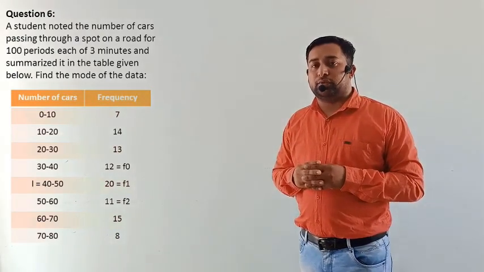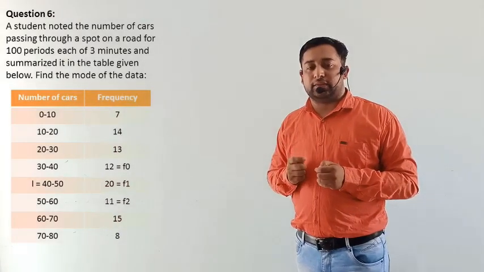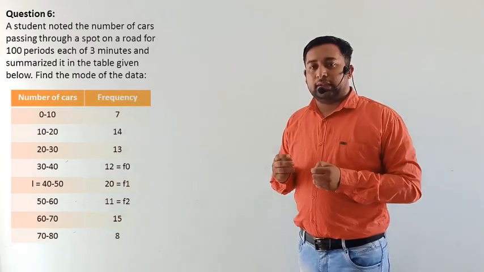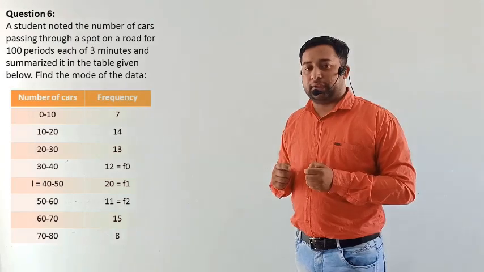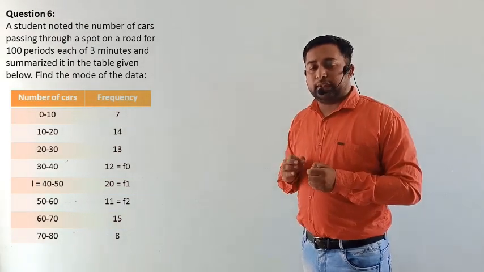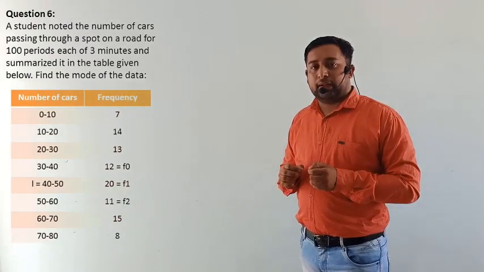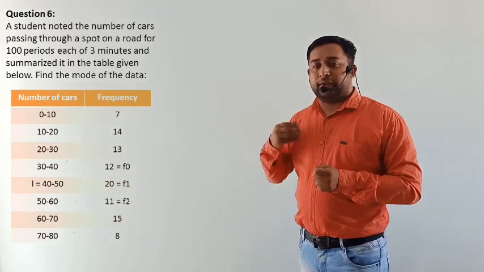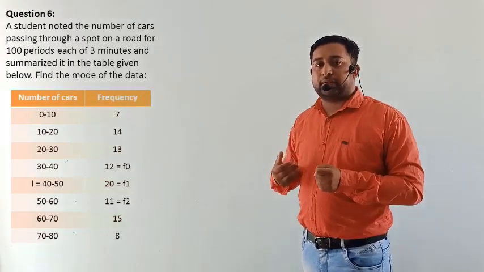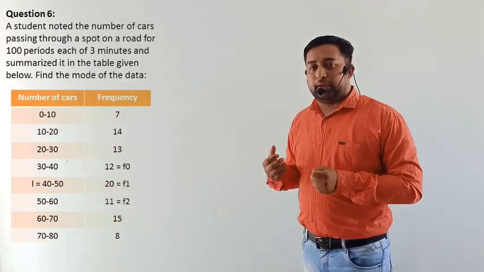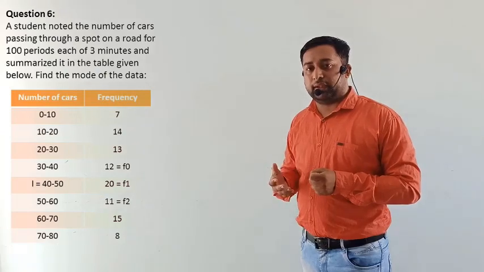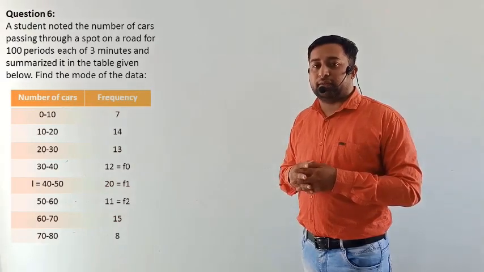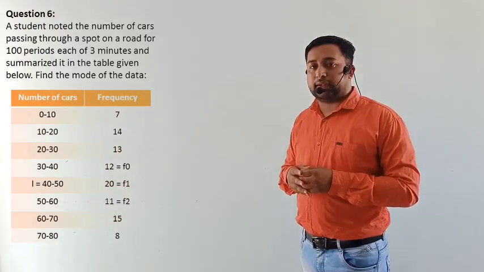We need to find the mode, so we need to look at our frequency table. Which are our frequencies? 7, 14, 13, 12, 20, 11, 15 and 8. Among them, which one is our largest frequency? 20 is our largest frequency. So 20 is our F1. Preceding frequency 12 is our F0. Next frequency 11 is our F2. And what will be our modal class? 40 to 50. The lower limit of the modal class, 40, is our L. Substituting all this data in our formula Z, first we need to find our class length.